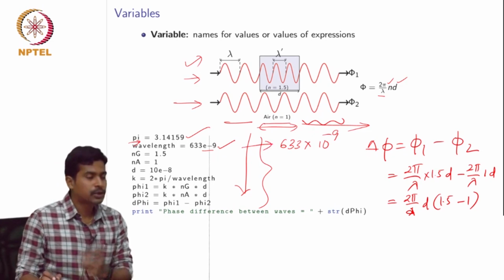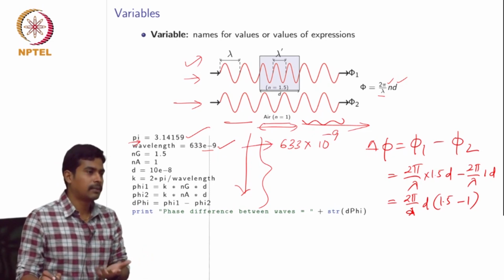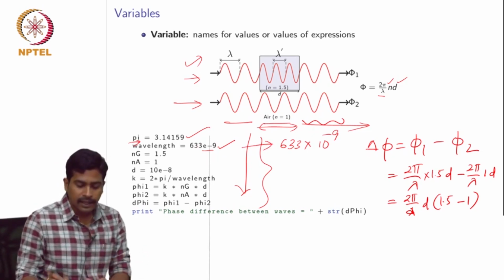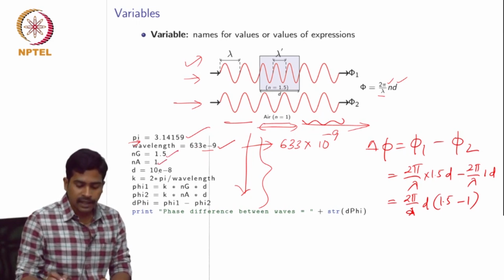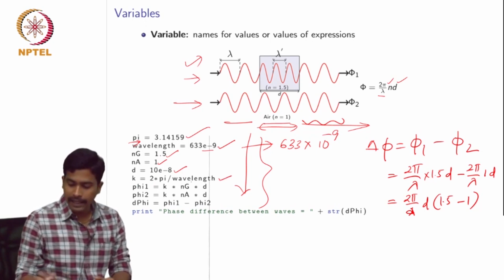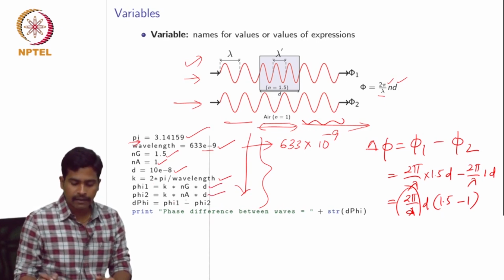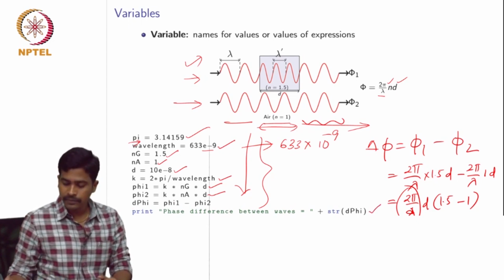I just chose the wavelength 633 nanometers randomly. We can choose any other wavelength. Ng is the refractive index of glass, and Na is the refractive index of air, and d is the distance travelled. I just took it as 10 into 10 to the power minus 8 meters, and k, the wave number, I have calculated using the 2 pi by lambda formula. Phi 1 uses this equation, and phi 2 uses this equation. So delta phi is given by phi 1 minus phi 2. Finally we are printing the phase difference between the waves.